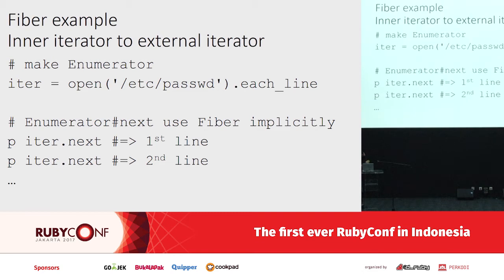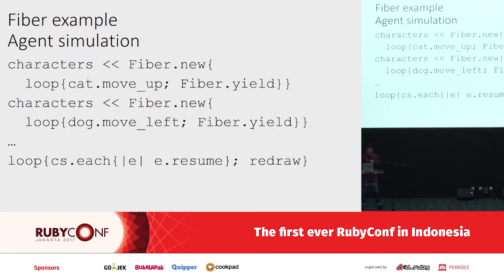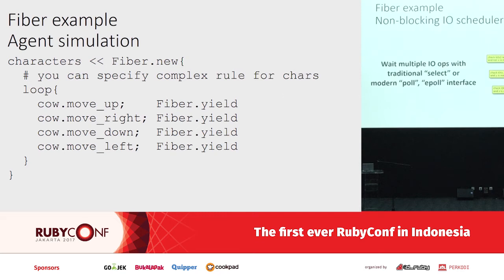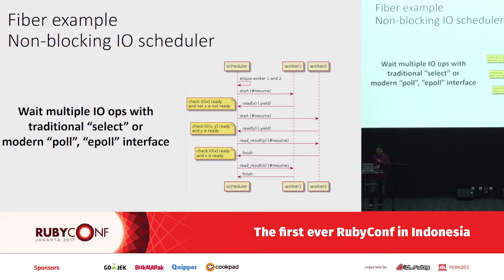Enumerator next uses Fiber implicitly. So you only need to call next for doing such a thing. Also, we can use Fiber for agent simulation. This example uses a cat and a dog, but we can use a basket or eggs for this one. Also, another application is an I/O scheduler by Ruby programmers.